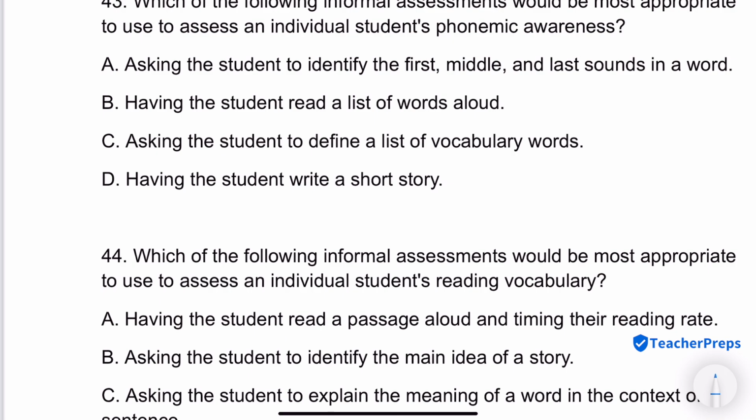All right, question 43 asks, which of the following informal assessments would be most appropriate to use to assess an individual student's phonemic awareness? Have a look at answer options A, B, C, and D. Pick the best one.